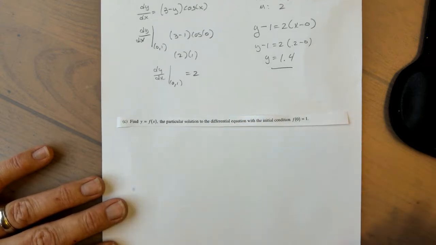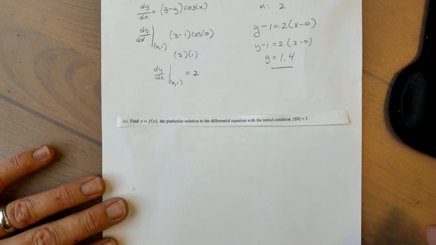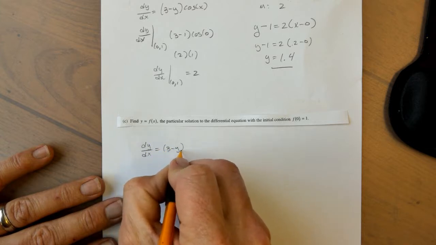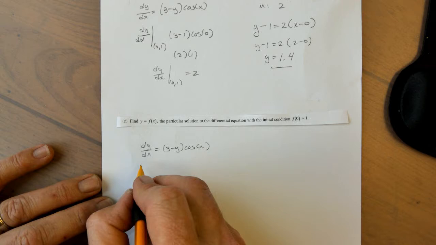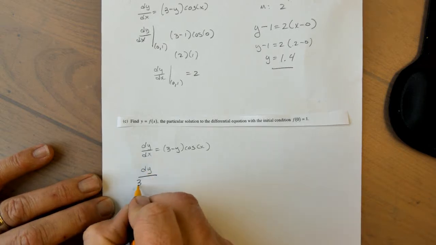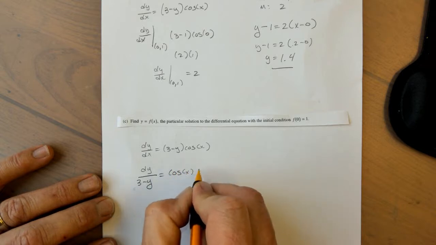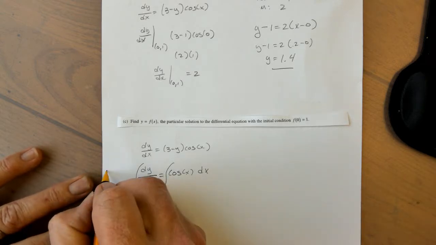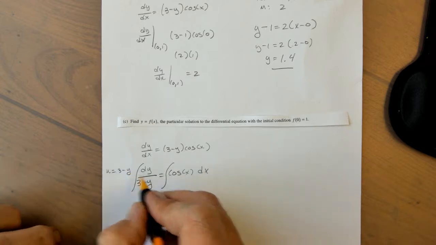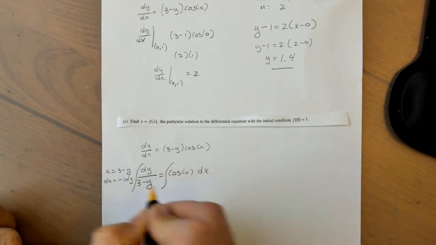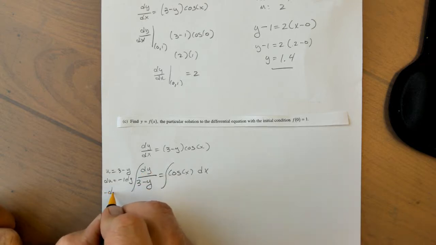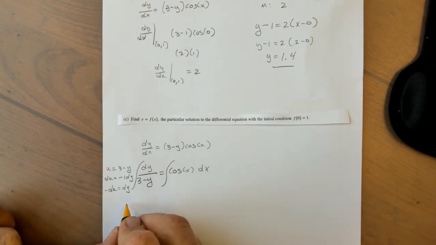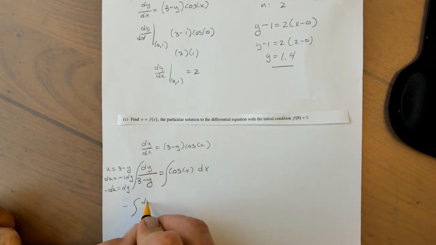Part C asks us to find the particular solution to the differential equation, again with that same initial condition. So again, we start with our differential equation. We'll use our separation of variables technique. So dy over 3 minus y is equal to the cosine of x dx, for the antiderivative of both sides. Here on the left side, we're going to do a u substitution. So u is 3 minus y. du is negative 1 dy. We don't have a negative in our integrand, so multiplying both sides by the negative leaves us with dy equals negative du.